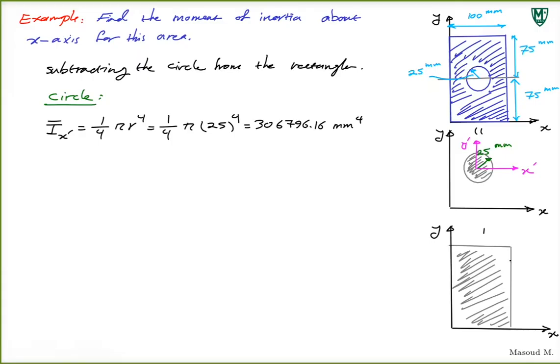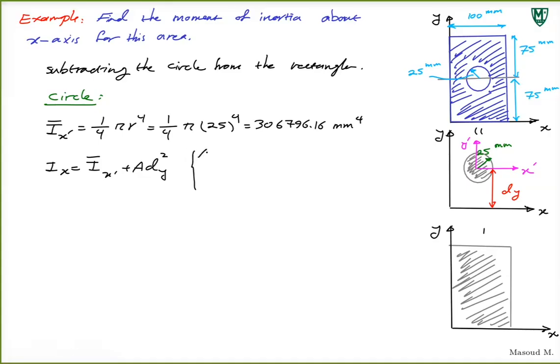So I have to use parallel axis theorem, knowing this distance. This distance here, which is my dy. I can find the area moment of inertia about x, which is what I want. Ix is equal to Ix prime bar plus A dy squared.